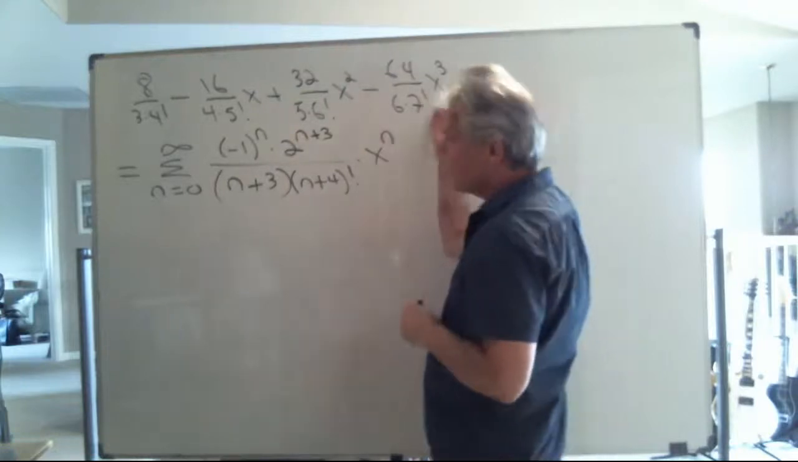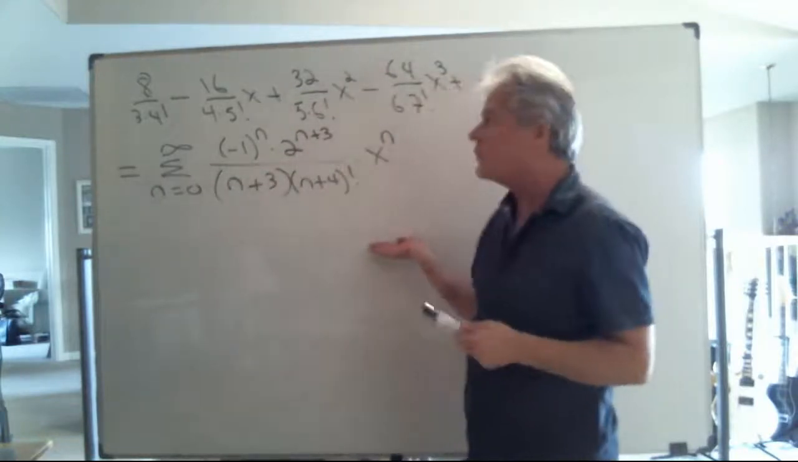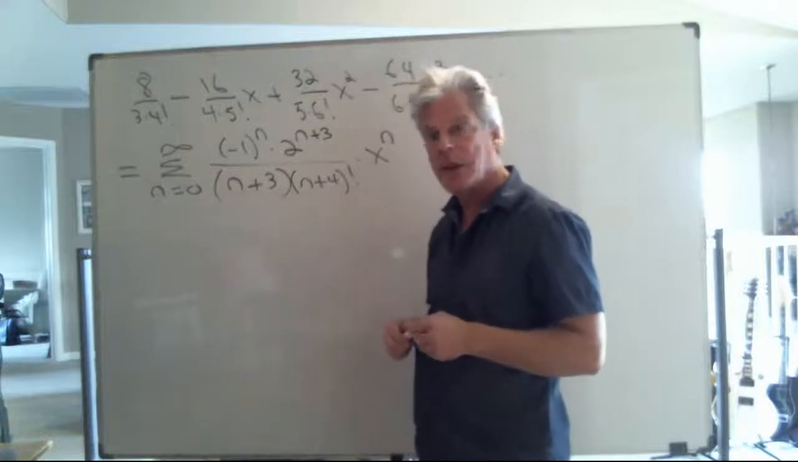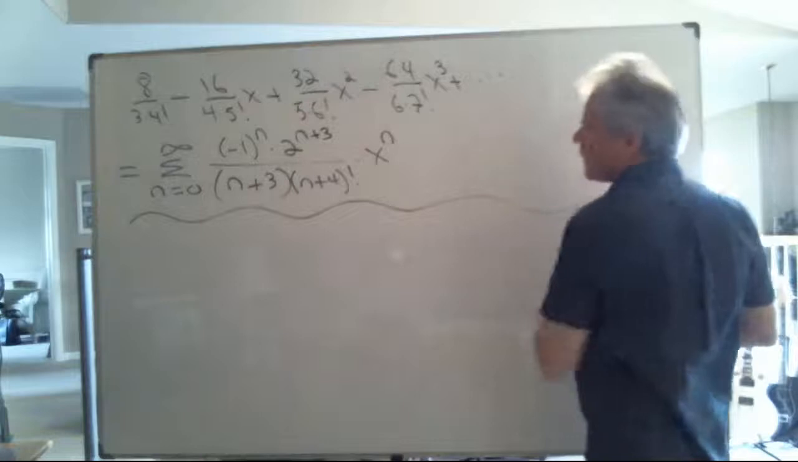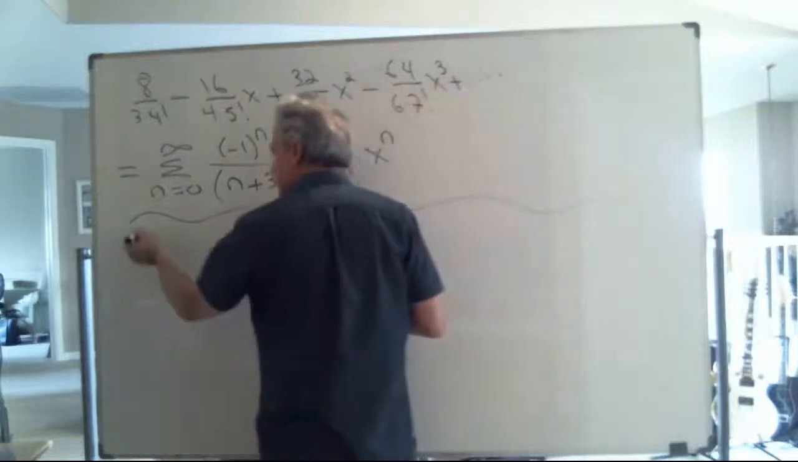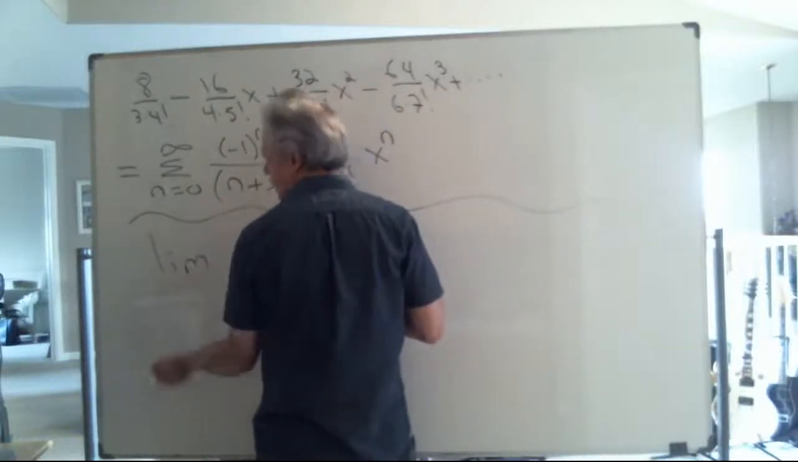Now, this infinite series is equal to this infinite series, just rewritten using summation notation. Now, to find the interval of convergence, let's you and I go ahead and take a peek at using, again, the ratio test.